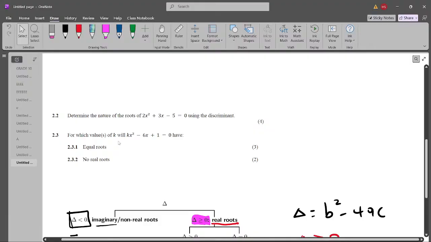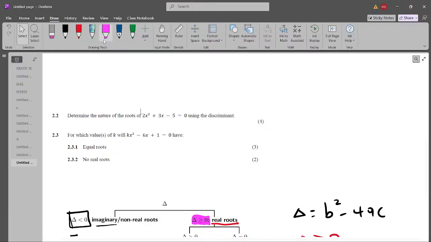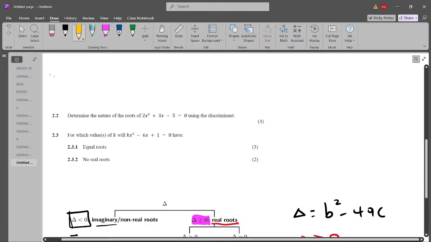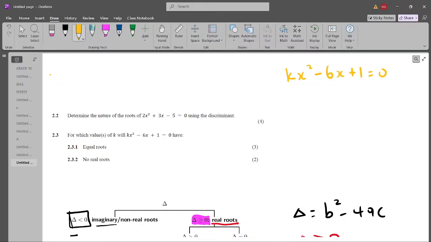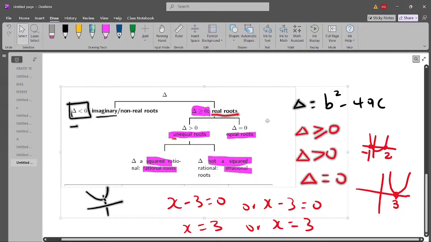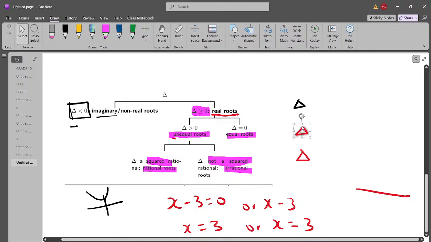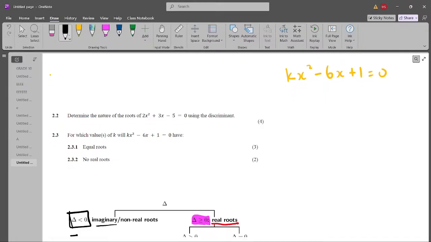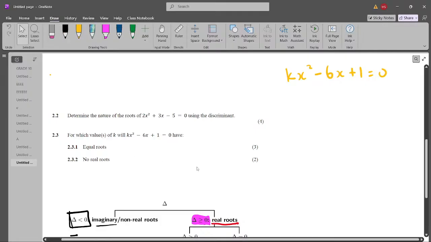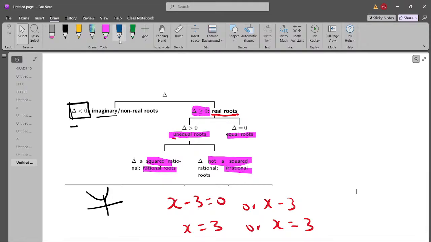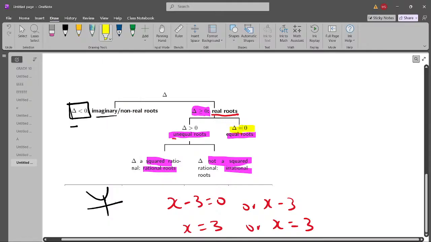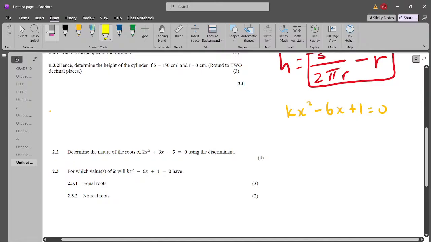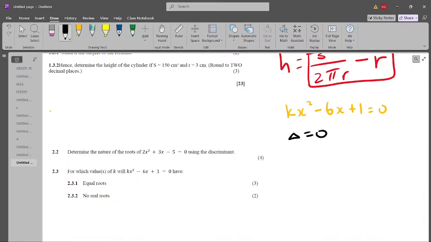2.3 says, for which values of k will kx squared minus 6x plus 1 equal to 0 have equal roots? Let's just rewrite that one. First it says, for which values will this have equal roots? Remember, for equal roots, what must happen to the discriminant? The discriminant must be equal to 0. So, for equal roots, the discriminant must be equal to 0. Remember, the discriminant is given by b squared minus 4ac.